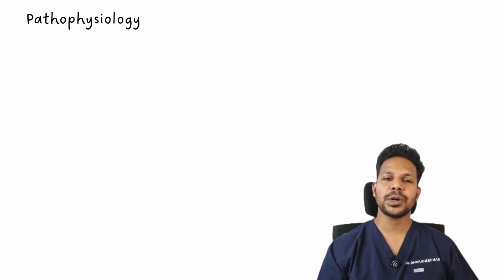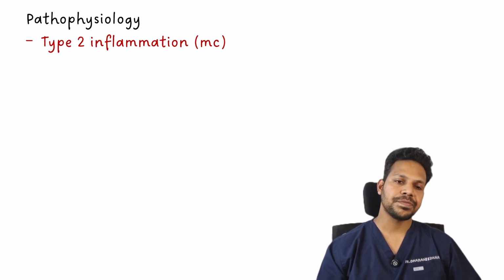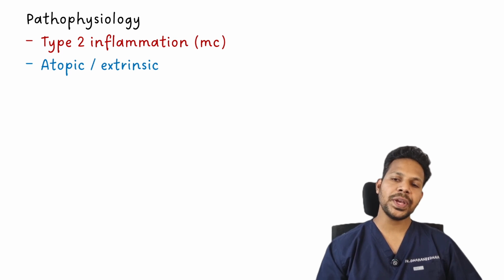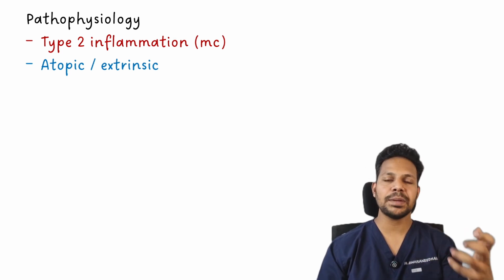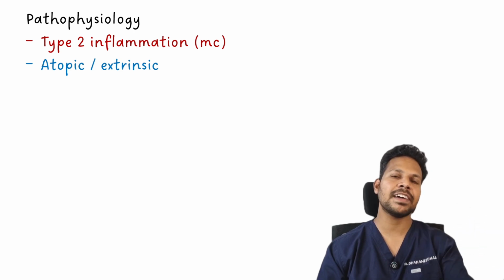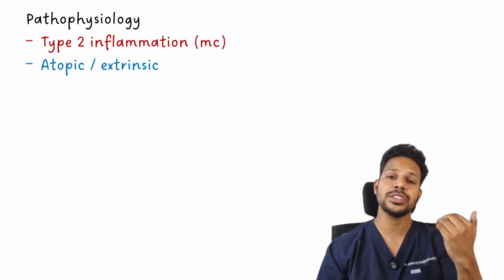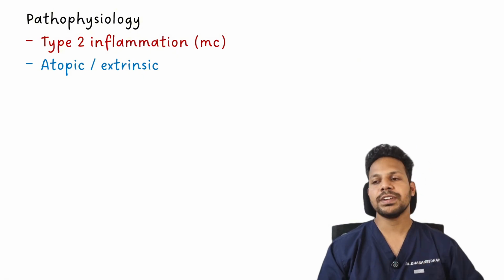Now let's look at classification and pathophysiology. Mainly, bronchial asthma can be because of either eosinophils or neutrophils. When it is because of eosinophils, we call it type 2 inflammation. So based on the kind of inflammation itself, bronchial asthma has been classified as type 2 inflammation or non-type 2 inflammation. The type 2 inflammation is predominantly by the eosinophils, and it is also called the atopic or extrinsic type, because here the allergens which are located in the environment are the cause for the development of this eosinophilic inflammation. That is why it is called extrinsic.